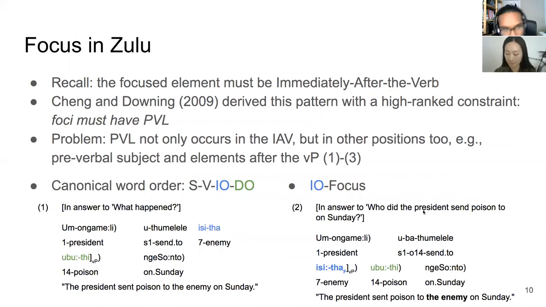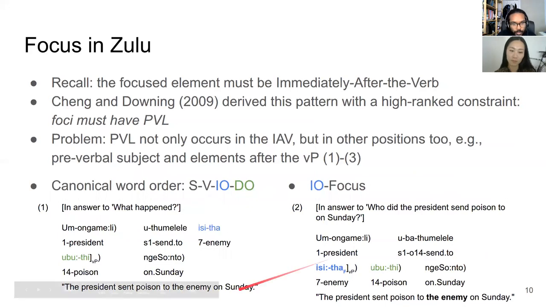So going through the basics of focus in Zulu again, recall, as we said, that the focused element has to be immediately after the verb. So Chung and Downing, in a previous paper, have derived this pattern with a high-ranked constraint, which is that foci have to have penultimate vowel lengthening. There's one problem with this, though, which is that penultimate vowel lengthening not only occurs in this immediately after the verb position, but also in other positions.